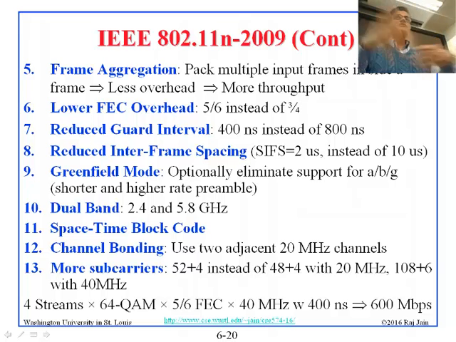Okay, so that the frames don't run into each other. And so that is called guard interval. So 400 nanoseconds instead of 800 nanoseconds. Reduced interframe spacing, 2 microseconds. So by the time 11N came, which is 10 years after the technology started, now we are shaving off everywhere, trying to get every last bit we can get. And so reduced interframe spacing, 2 microseconds instead of 10 microseconds.